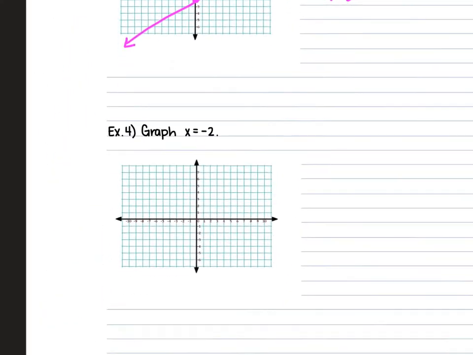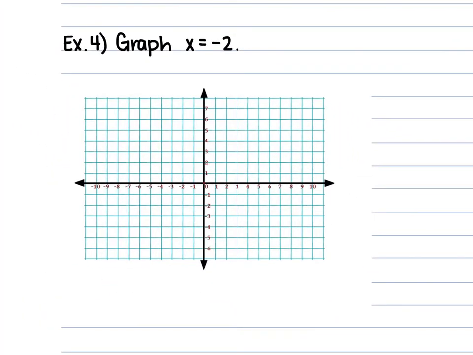For example 4, we have x is equal to negative 2. So our line goes through negative 2 on the x-axis. So negative 2 on the x-axis is here. Our line would just go straight through that point. And we have arrows at the top and the bottom.